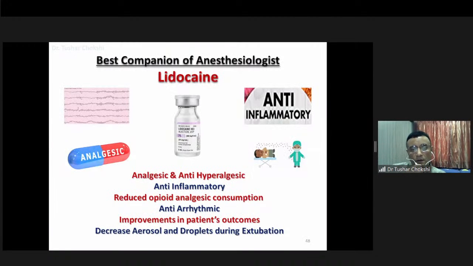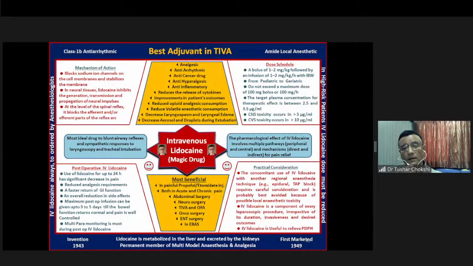The third drug, my favorite drug, the best companion for the anesthesiologist, is lidocaine. Without any blinking of eyes, you give this lidocaine. It has analgesic, anti-hyperalgesic, anti-inflammatory effects, reduces opioid analgesic consumption, is anti-arrhythmic, improves the patient's outcome, and decreases aerosol and droplets during extubation. I combine this agent even at my intubation and my extubation times. This is intravenous lidocaine. It's a very magic drug.